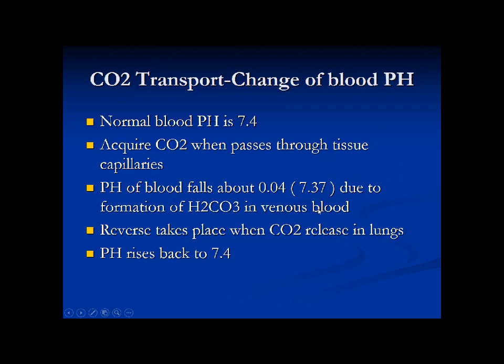When this blood reaches the alveoli, the lungs, the reverse takes place: carbon dioxide is released into the lung and the pH returns to 7.4. But if you compare the pH of arterial blood with venous blood, venous blood has a slightly lower pH than arterial, just because of the added carbonic acid in the venous blood.